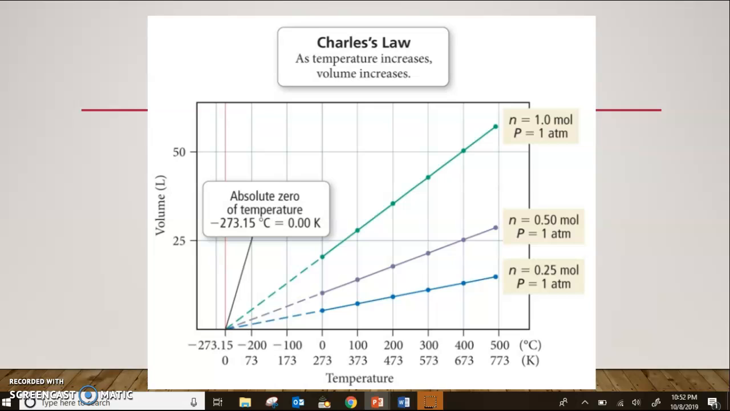Charles' law looks like this. It's directly proportional. The one thing that is significant about Charles' law is that all of our graphs can be extrapolated out to 0. So if you see here, these solid lines indicate where data was collected, and then the dotted lines here are the extrapolation out to 0 degrees Kelvin.